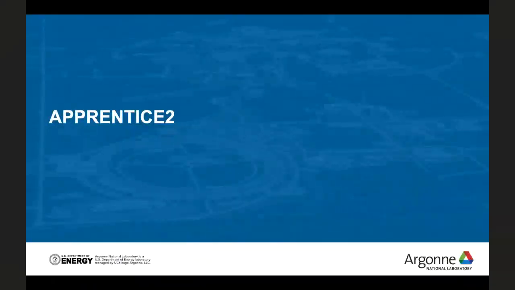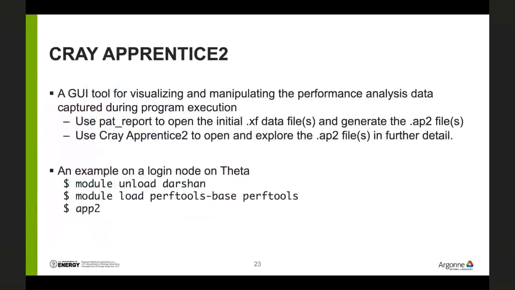Okay, so the last part is the Apprentice tool, which is a GUI tool for visualizing and manipulating performance analysis data captured by CrayPat during the program execution. First of all, you need to use pat_report to create the AP2 file from your XF file, and then use the Cray Apprentice2 tool to open and explore AP2 files.